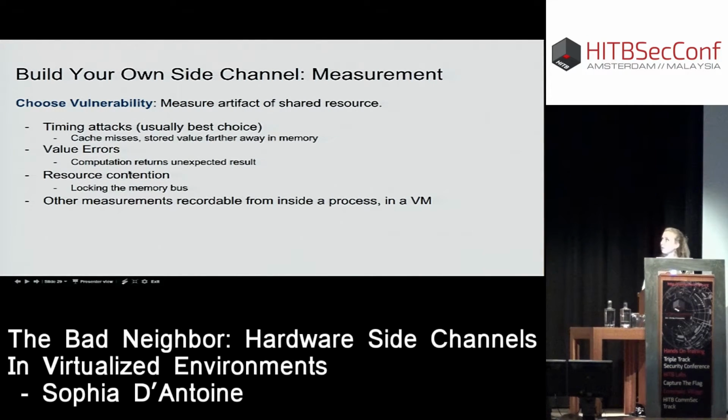Are you going to use computational results to say, oh, an incorrect value here can imply something else? Resource contention is something else that people have used. I've seen a paper where a researcher took two different processes and locked the memory bus on the entire computer, and that was one bit of information. It was a very strong, noiseless side channel, but also very noisy in the sense that it was detectable. So that was funny. But any other way of measuring your piece of shared hardware you can use to create a side channel.